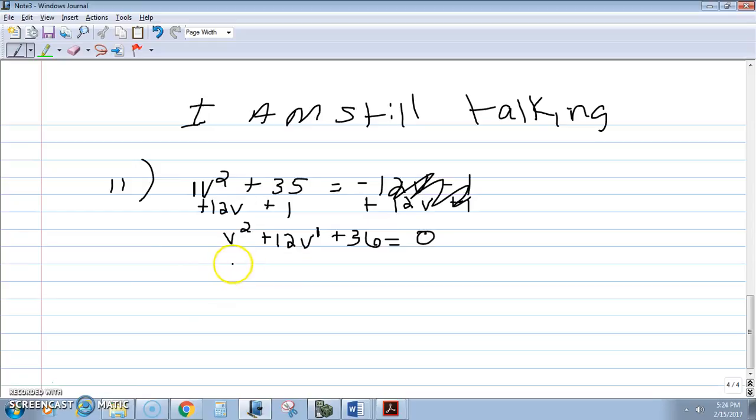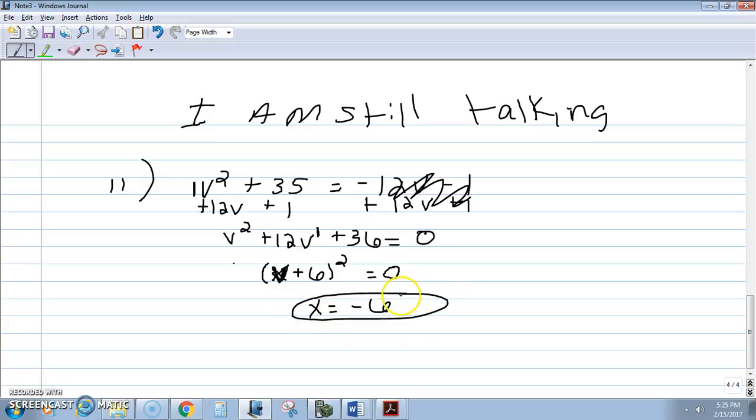So now I can factor. I have two numbers that add up to be 12 and multiply together to be 36. It's going to be 6. This is a perfect square, actually. 6 plus 6 is 12, and 6 times 6 is 36. So I can actually write that as v plus 6 squared, and this will make it a lot easier to solve, equals 0. So our answer is just going to be -6. Okay, just one number. For this one, it must just touch at -6 and go up.